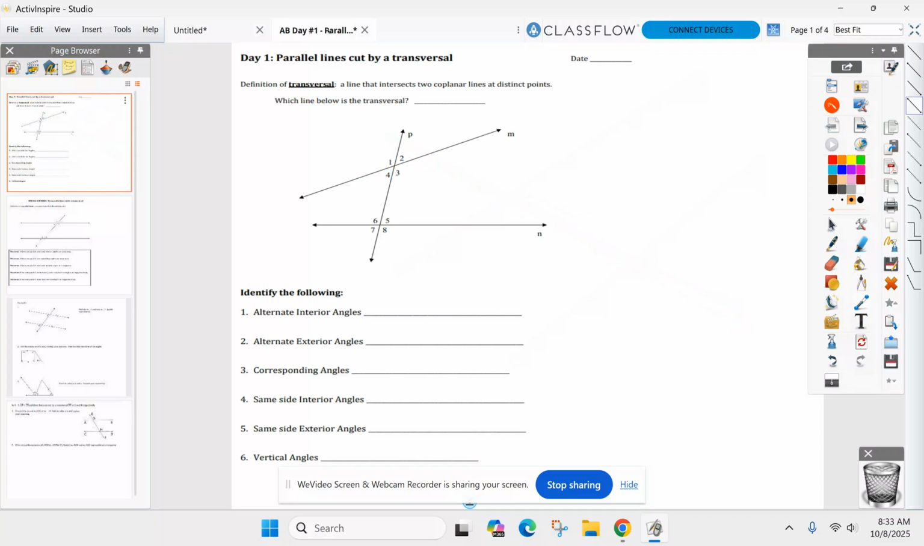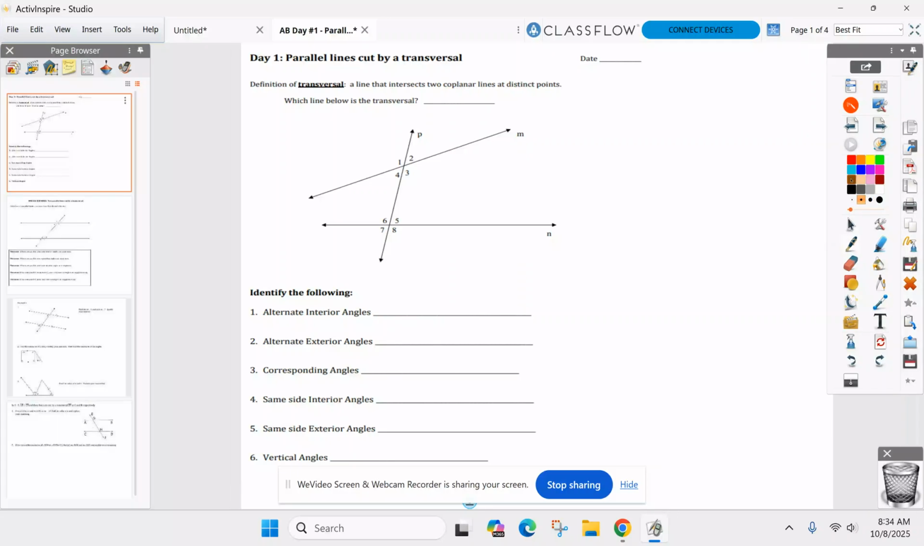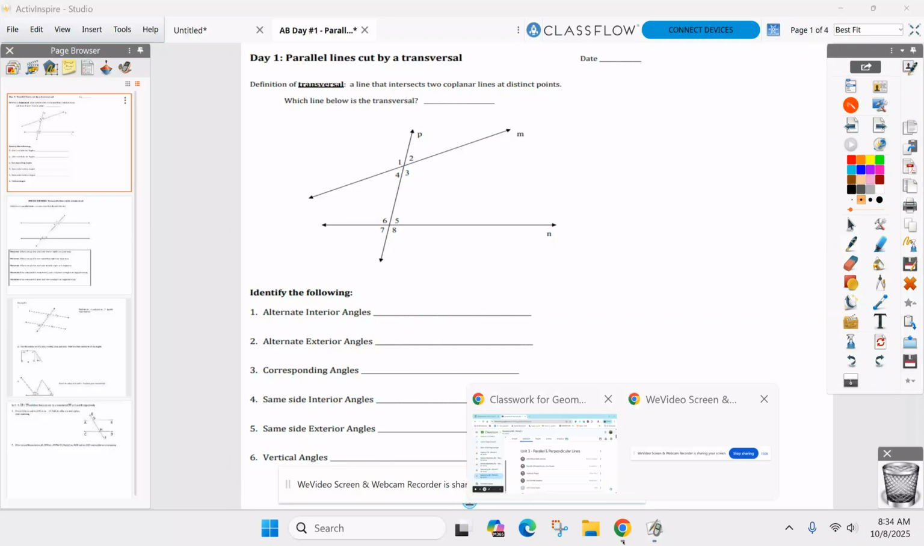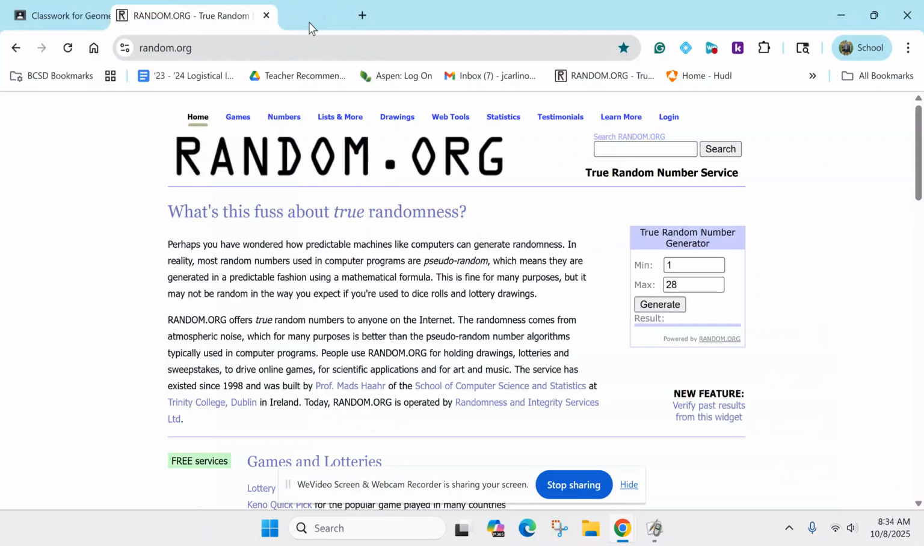So first thing I need from somebody today, out of those three lines, M, N, and P, identify what the transversal is in that diagram. That's my first question to somebody. Where is that third line I'm drawing that is intersecting the other two? So where's my transversal up here?